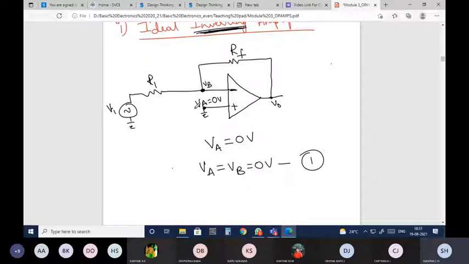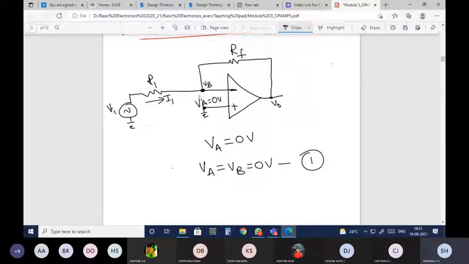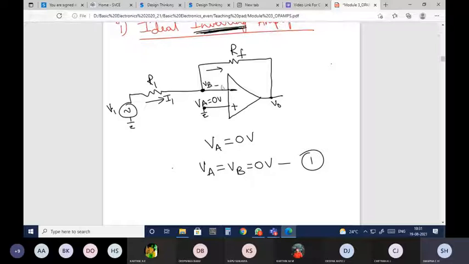Okay, and now you need to further analyze the circuit. Since I have connected the voltage here, let me consider the current is flowing in this direction. Let me name this current I1. So it's coming here and it has to split into these two terminals.